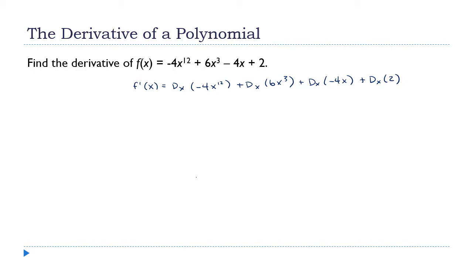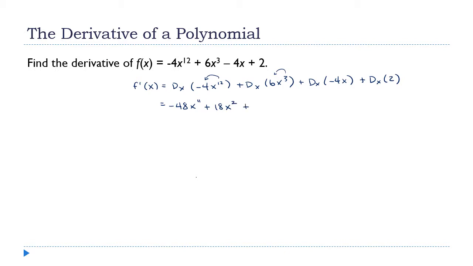So what do we get then? You bring the exponent down in front. -4 times 12 is -48. Reduce the exponent by 1, x to the 11th. Plus, bring the exponent out in front. 6 times 3 is 18, x squared. Reduce the exponent by 1.